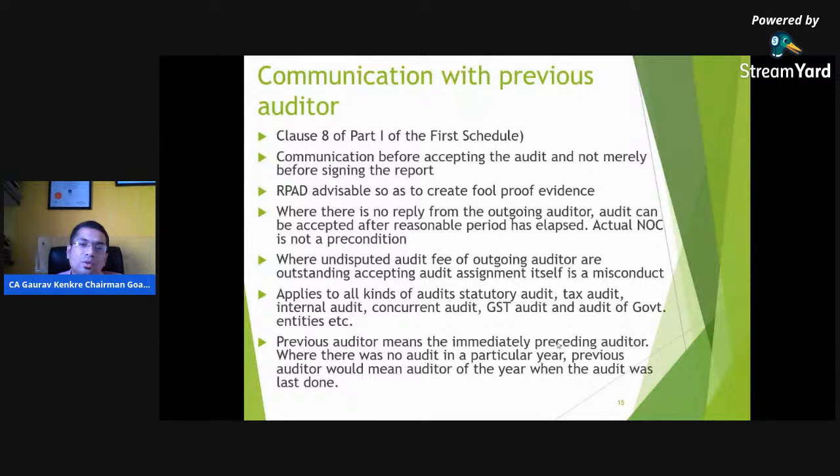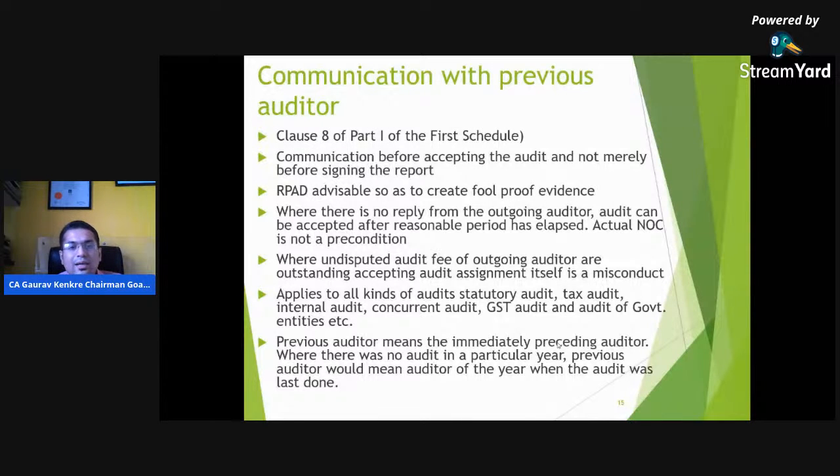Where the undisputed audit fee of the outgoing auditor is outstanding, accepting the assignment itself is a misconduct. So very important here, if your client has not paid the undisputed audit fee of the earlier auditor, you can't even accept the assignment. It's a major misconduct. So you need to check that your proposed client or your future client has paid off, satisfied the financial bills, etc., of the earlier auditor before you take up the assignment.